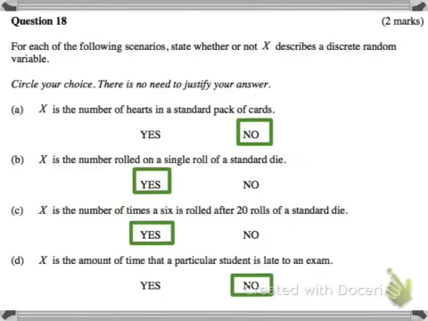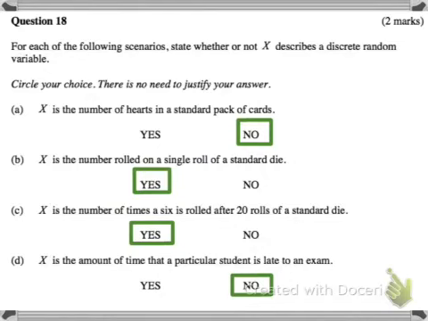So first one, A, X is the number of hearts in a standard pack of cards. So there's nothing being drawn out there, it's not mentioning drawing out cards or anything, it's just saying X is the number of hearts. Now that's not a variable because we know that in a standard pack of cards, a quarter of the cards are hearts, so that's 13, so there's no variable there, it's a known thing, so it's a no.